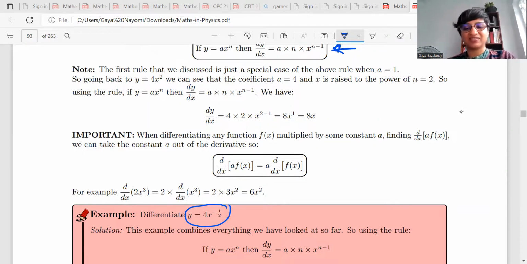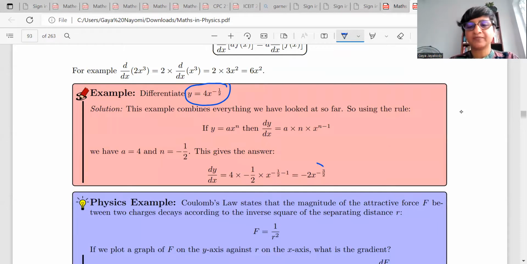So the derivative of this is minus 2 x to the power of minus 3 halves, because minus half comes to the front and gets multiplied by 4. So it's minus 2, and minus half minus 1 is minus 3 halves.